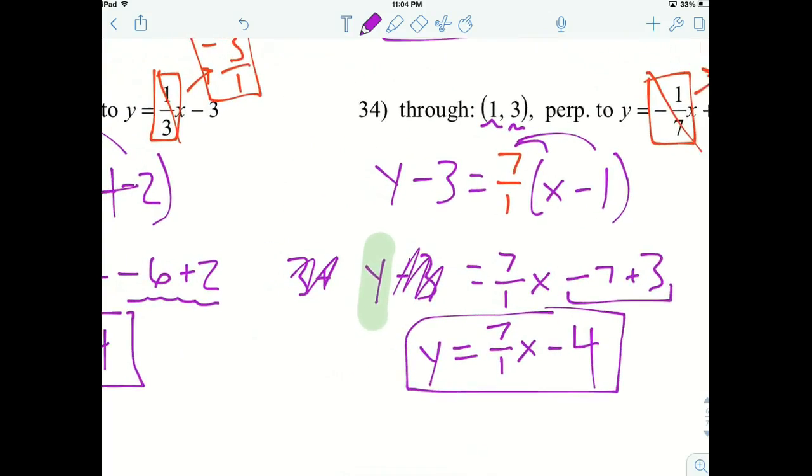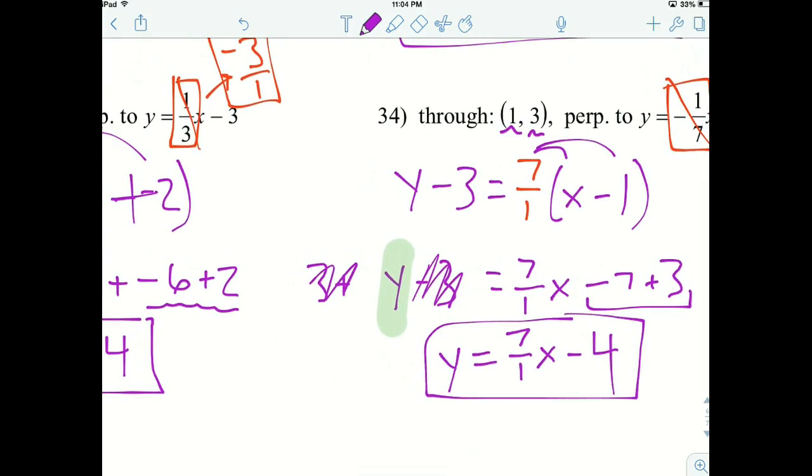And that is all of the examples that you have. Good luck on all of your quizzes.